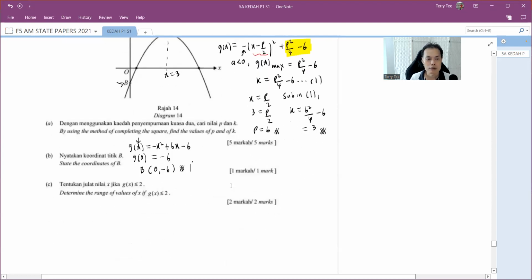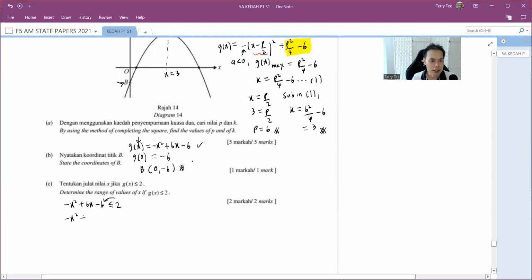Okay, lastly, find the range of values of x if g(x) is less than or equal to 2. Okay, I know my g(x) now. So I'm going to put negative x squared plus 6x minus 6, and let it be less than or equal to 2. Okay, so what I'll do is I'll bring everything to the right. If you want to bring to the left also can. I know a lot of students probably prefer to bring to the left, and then they make this negative 8. But it's hard to factorize if this is negative. So what we do is we multiply everybody by negative 1. So this is the minus 6x, this is a plus 8, and we have to change the symbol.